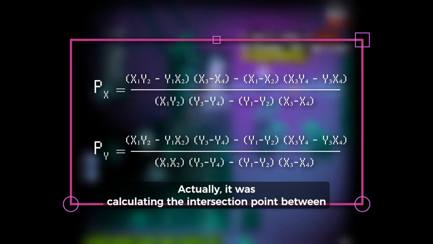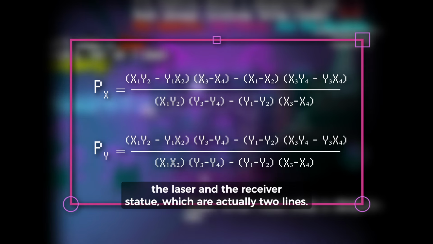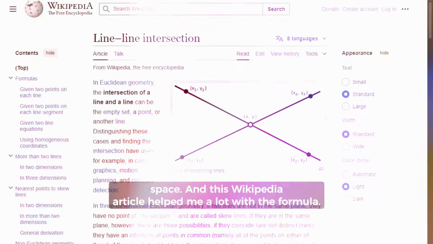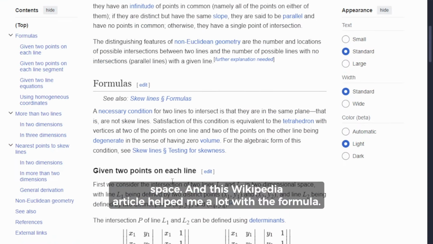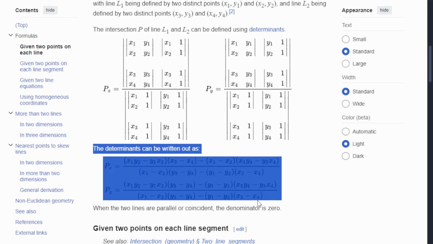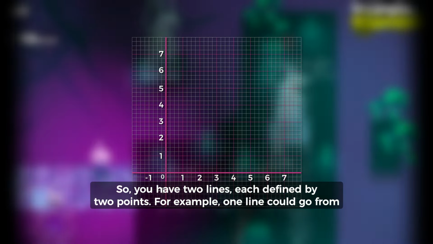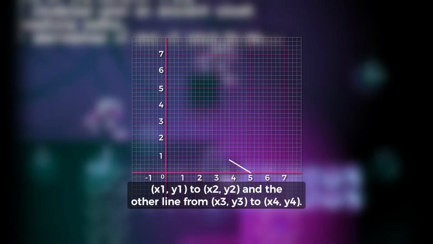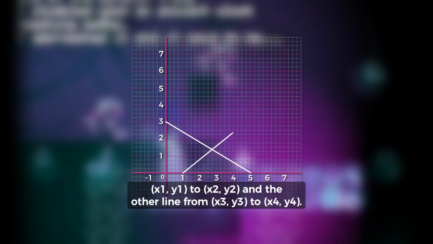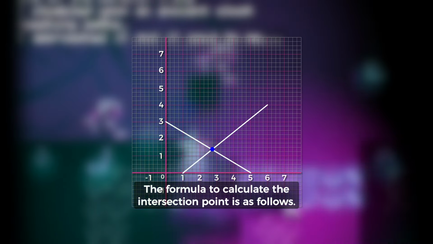Actually, it was calculating the intersection point between the laser and the receiver statue, which are actually two lines. Here I needed some math to calculate that specific point in space, and this Wikipedia article helped me a lot with the formula. I don't want to dive too much in this formula, but here is a simple explanation. So, you have two lines, each defined by 2 points. For example, one line could go from x1, y1 to x2, y2, and the other line from x3, y3 to x4, y4. The formula to calculate the intersection point is as follows.